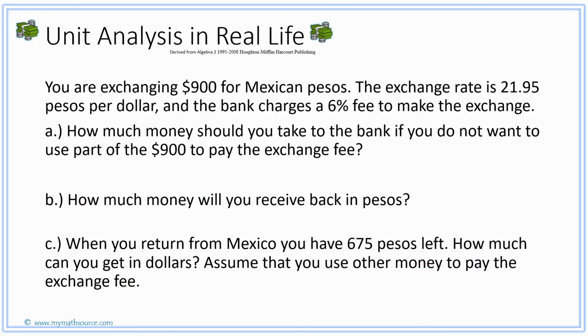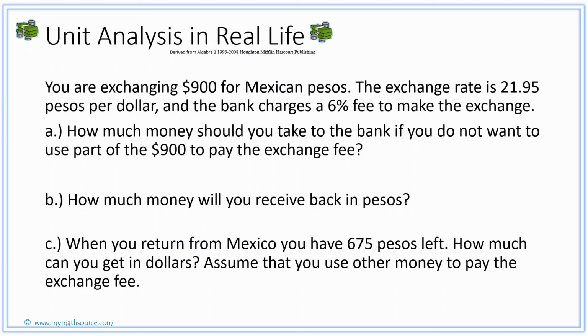All right, let's go into a real life situation and our last question for this video. You're exchanging $900 for Mexican pesos. The exchange rate is 21.95 pesos per dollar, and the bank charges a 6% fee to make the exchange. For part A, how much money should you take to the bank if you do not want to use part of the $900 to pay the exchange fee?